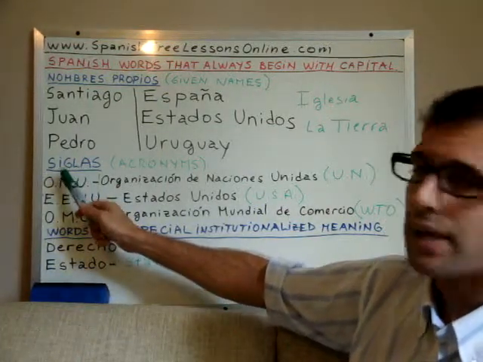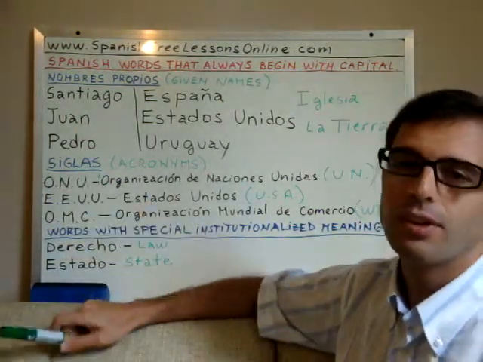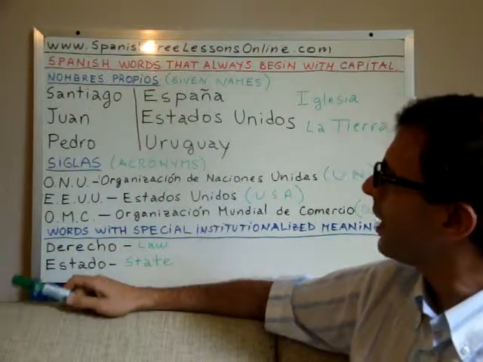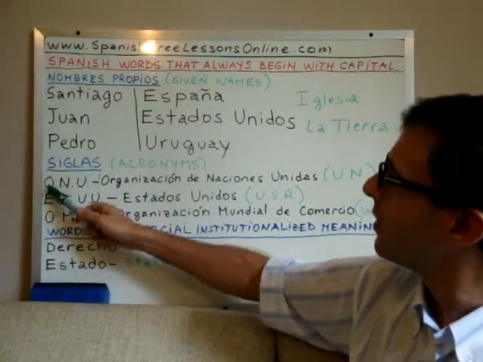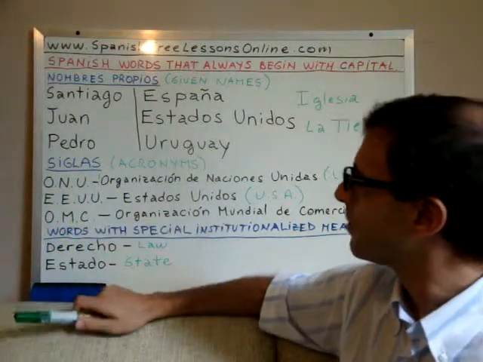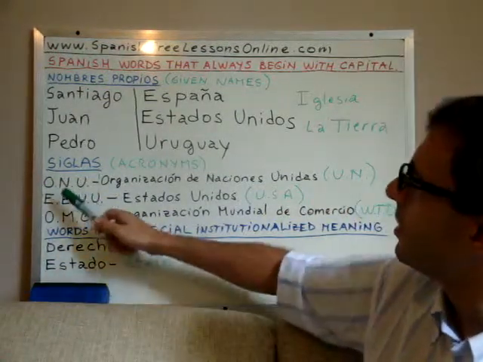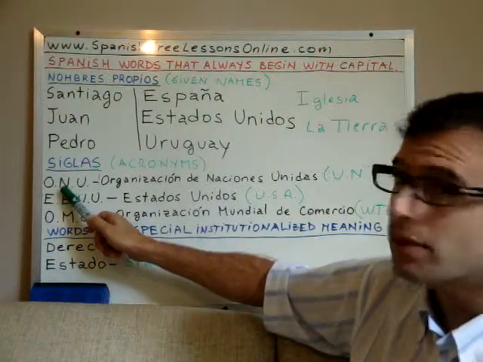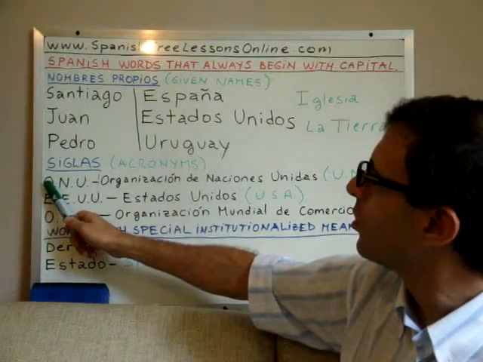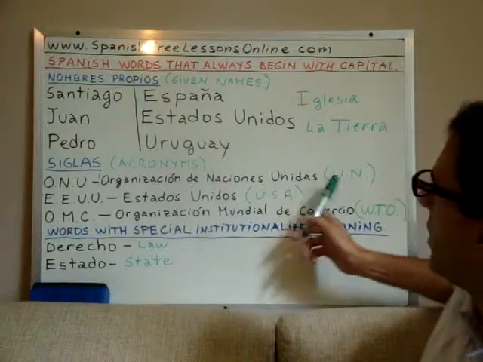The other rule is the acronyms. In Spanish we call that siglas. Those are acronyms in Spanish, two syllables, siglas. Acronyms are always written with capital letters, same as in English. For example, ONU. In Spanish you say ONU. This means Organización de las Naciones Unidas, Organization of Nations United. So this is the United Nations, the UN.